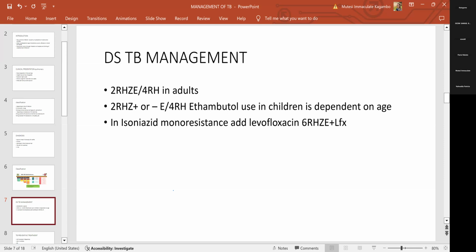Number of you have rotated in TB ward already. Is Jolly in?